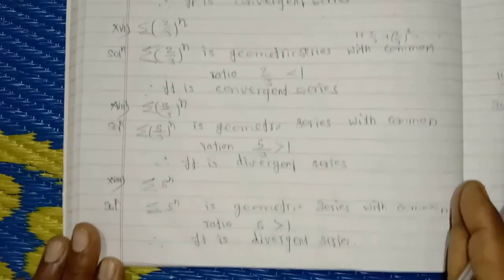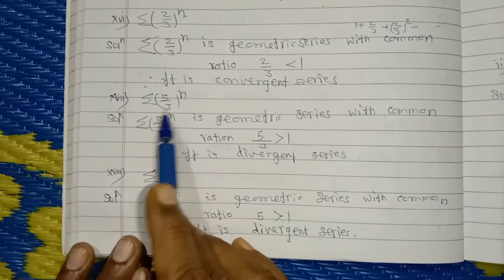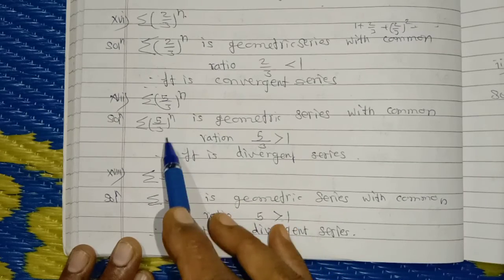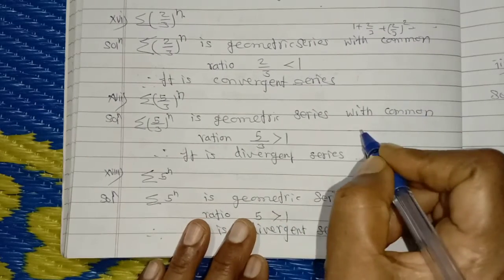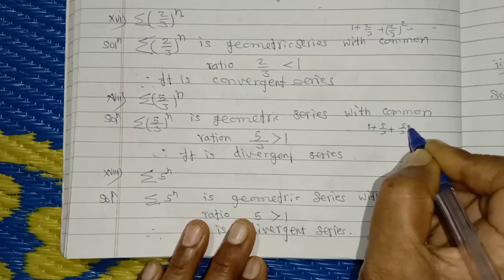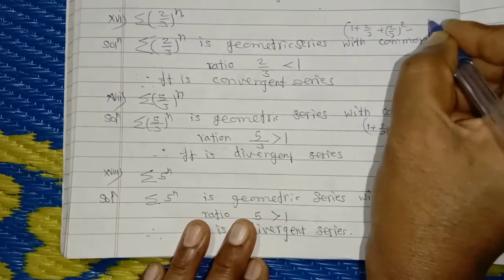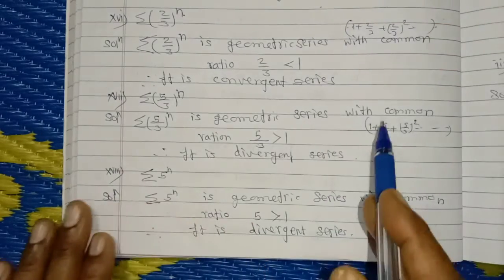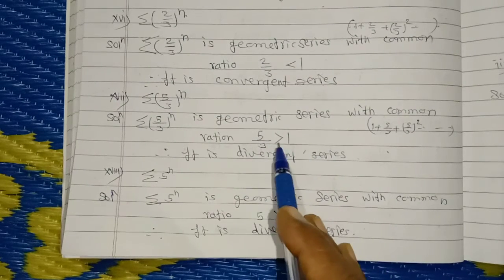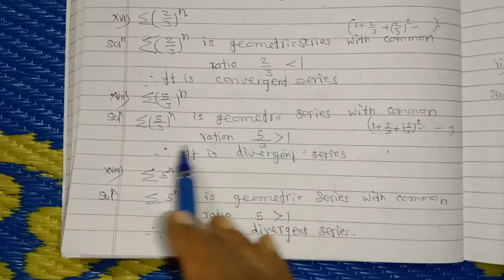We write given series in the solution. This is also geometric series with common ratio 5/3. Series is of the type 1 plus 5/3 plus 5/3 bracket square plus dash dash dash. And here common ratio is 5/3, which is greater than 1. And if in geometric series, if common ratio is greater than 1, then given series is divergent. Hence summation 5/3 raised to n is a divergent series.